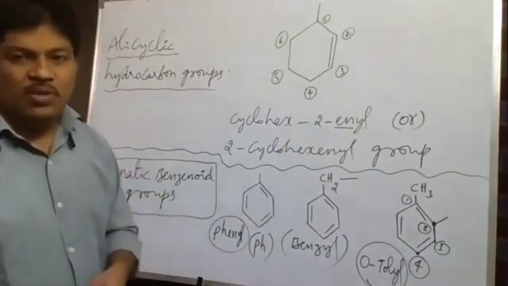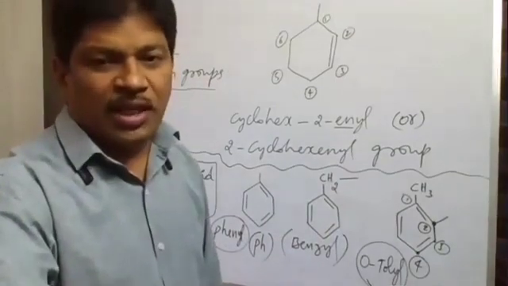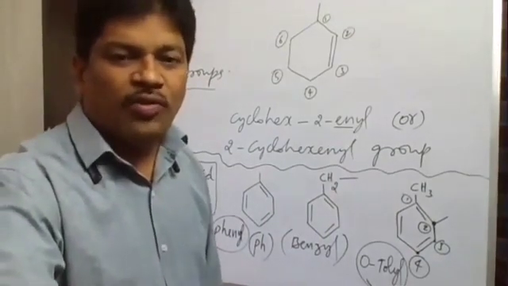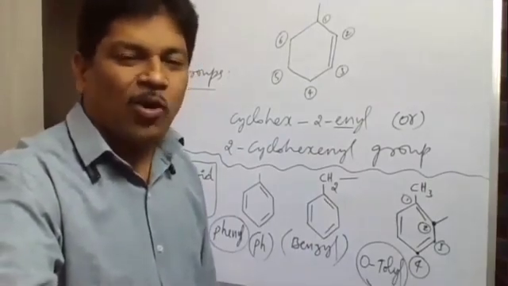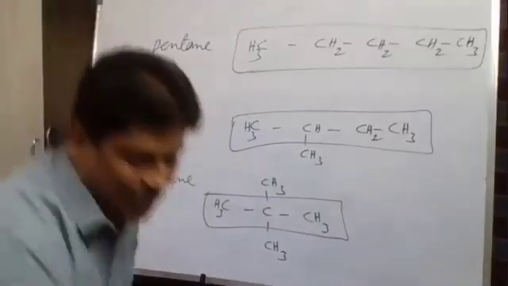So these are different types of hydrocarbon groups we say here. Hydrocarbon groups are of different types: aromatic hydrocarbon groups and alicyclic. And the next topic is this.